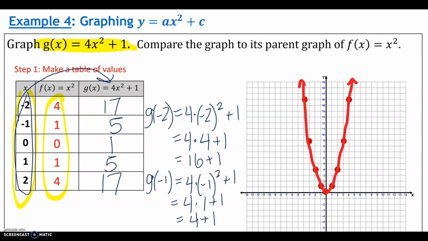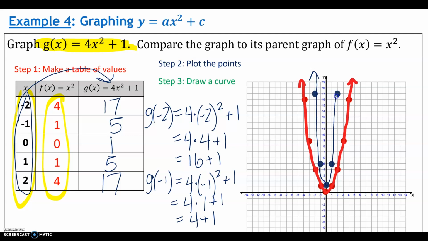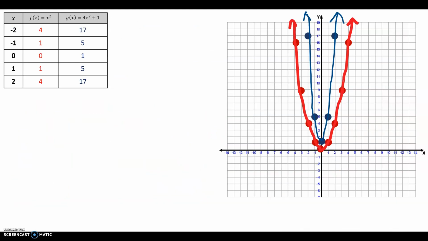So now we have 5 new points that we're going to graph. There are my 5 points, and let's draw our curve. Obviously, just by looking at this, you can see the similarities and the differences between these two graphs. So, same table of values that we just had, same graph. Now we're going to compare it, and we're going to fill in this table.